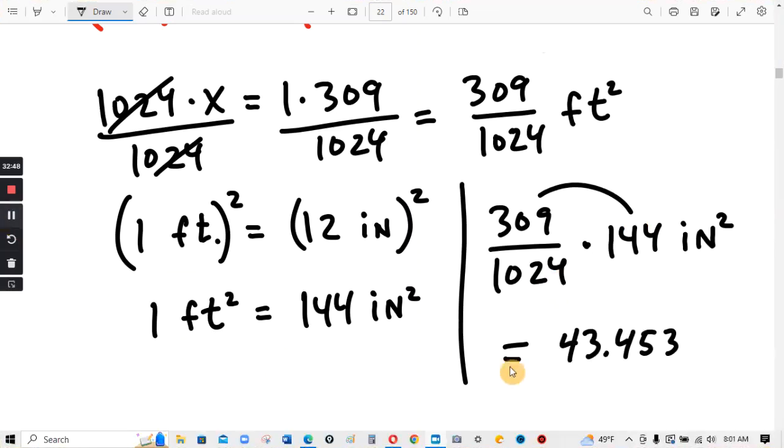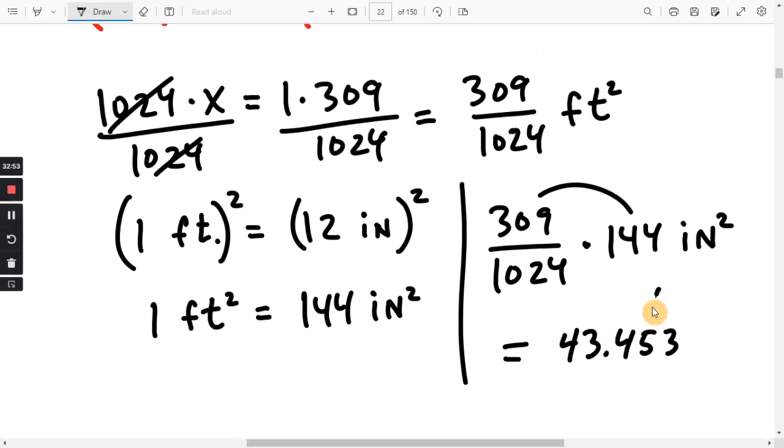Okay, I get 43.453. They said nearest tenth. So you look at the second decimal. If it's 5 or more, you round it up. So that's going to be 43.5 square inches.